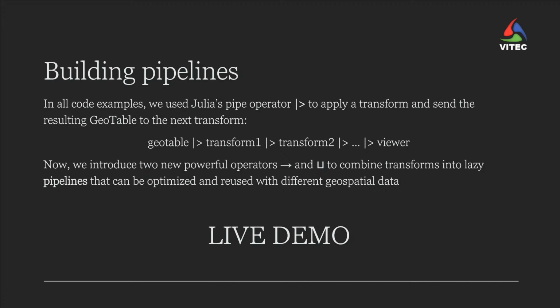So I won't have enough time to explain, but the main idea here is we've been using Julia's pipe operator to send the geotable to transforms. Right? So this is vertical bar greater than. We replace this operator by two new operators that are provided in this framework, this arrow, which you get with \to, and this square union here, which is disjoint union. It's \sqcup. I also explain this in the book.